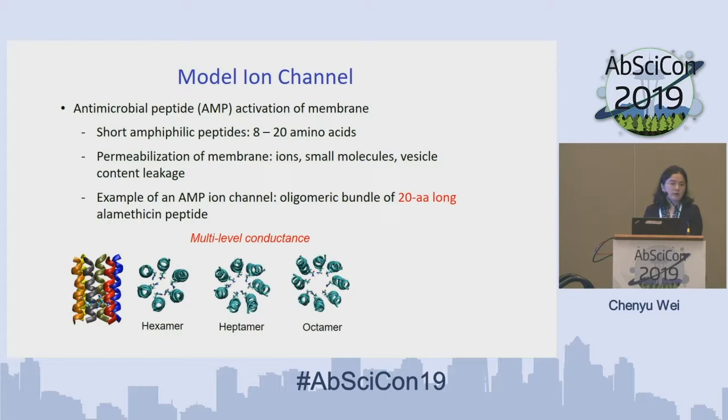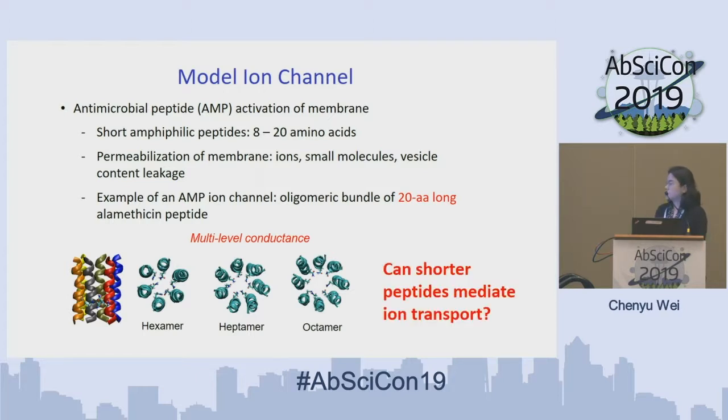Lots of experiments have found this type of peptide can permeabilize membrane and cause leakage of ions, small molecules, and vesicle content. One of the well-studied antimicrobial peptides forming ion channels is the alamethicin peptide. It has a length of 20 amino acids, long enough to span the membrane, and has well-defined conductance. However, we want to study something even shorter. We are trying to understand if a peptide much shorter than the alamethicin channel can mediate ion transport through membrane.